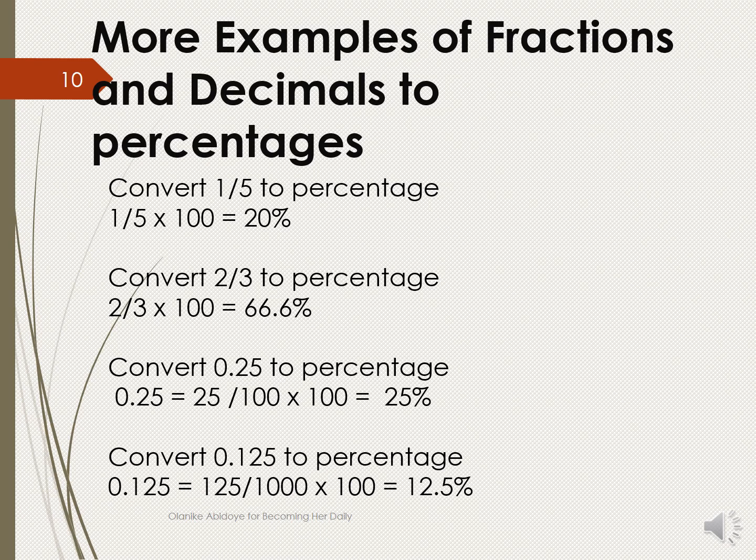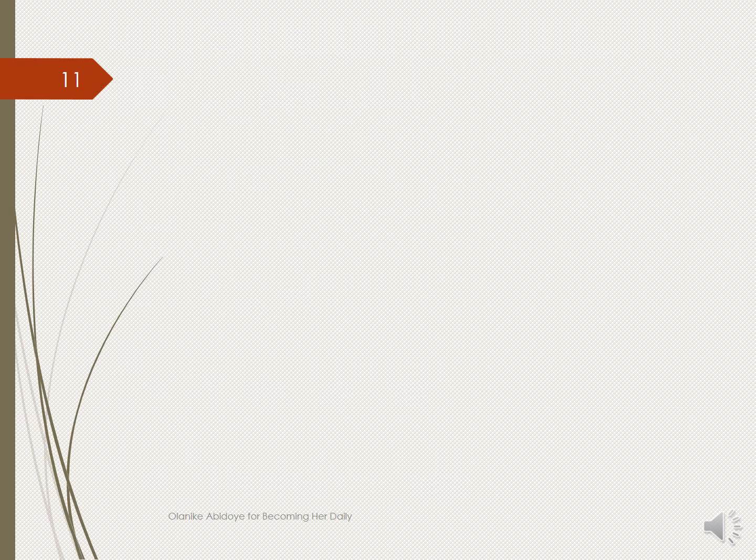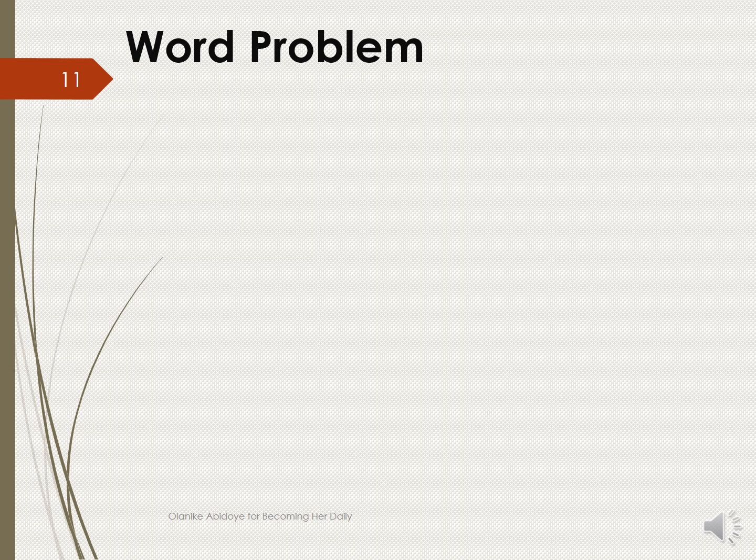The next one is 0.125 to percentage. Convert 0.125 to a fraction, and that will be 125 over 1 in place of the points. How many numbers are at the back of the point? 3 digits. So we put 3 zeros, and that's 125 over 1,000 times 100. Two of these zeros, we cancel the 100 to make it 125 over 10, and that's 12.5.